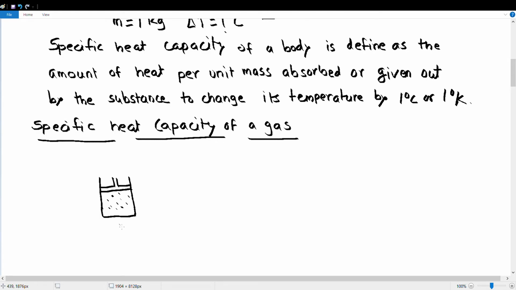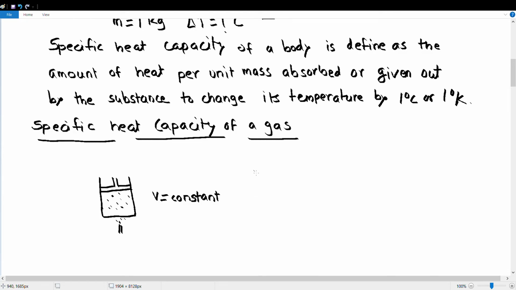Then with the help of an external agency, this burner, we provide a quantity of heat to this gas. If the volume of this gas is unchanged, if this volume remains constant, then the quantity of heat absorbed by the body is totally utilized to change its internal energy.